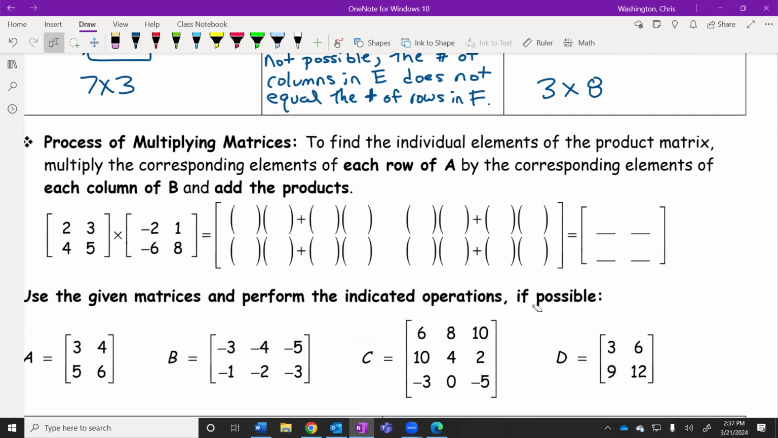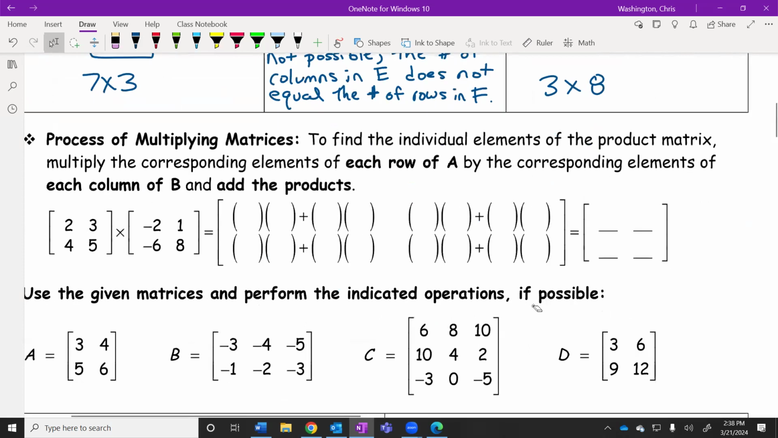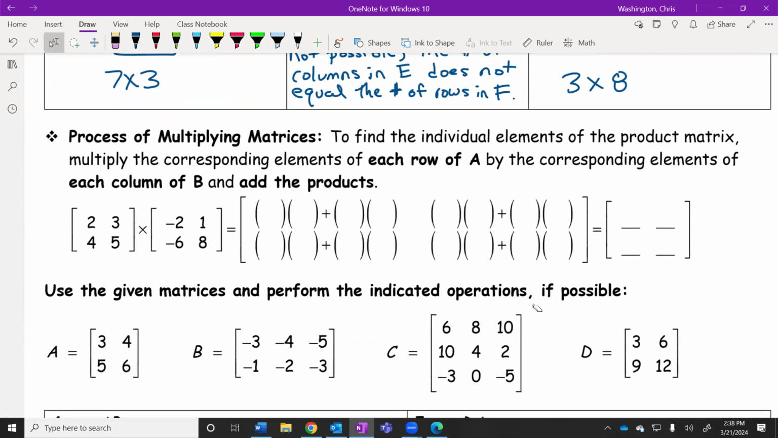Because you've got to multiply the adult ticket times the adult price, the child ticket times the child price, and then add those together. So in this case, we've got 2, 3, 4, 5. We're going to multiply that by -2, 1, -6, and 8. So we're going to take this first row. If we use the same example, that represents game 1.